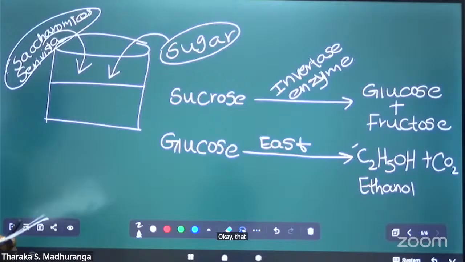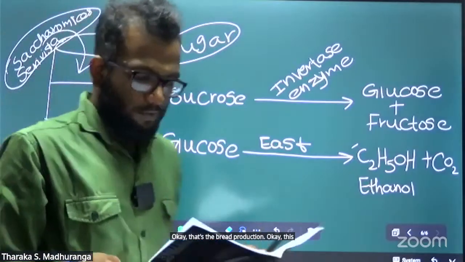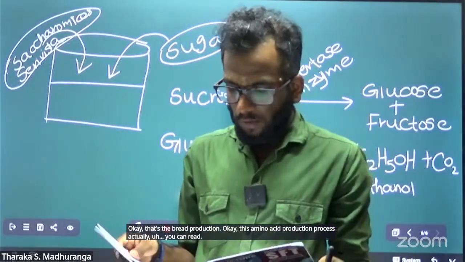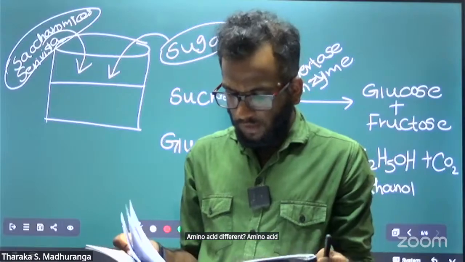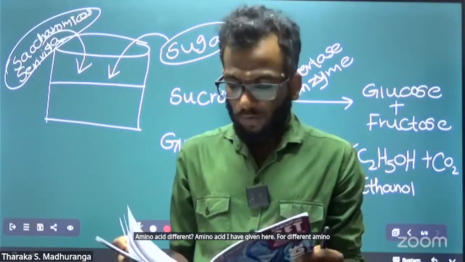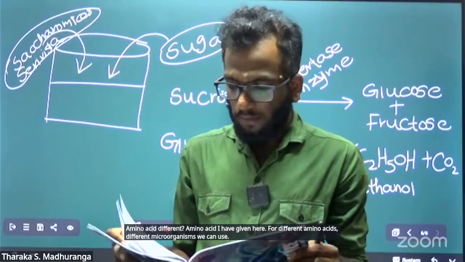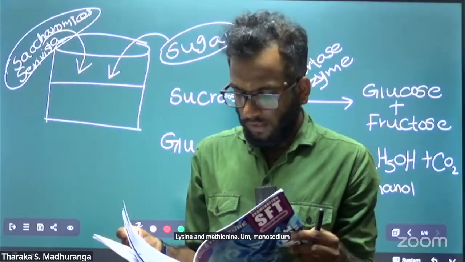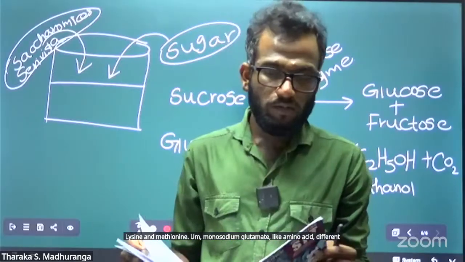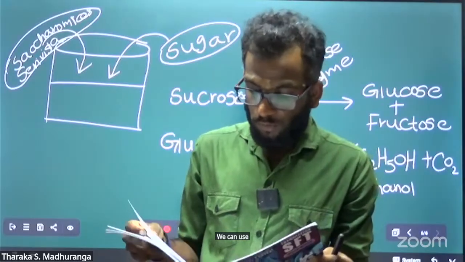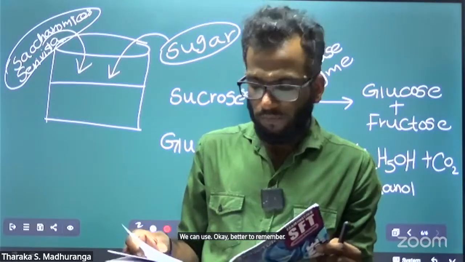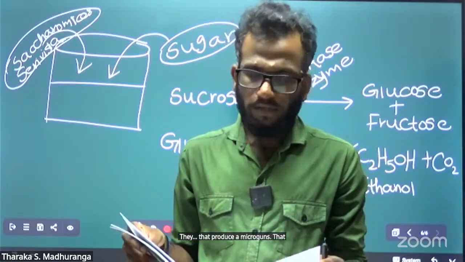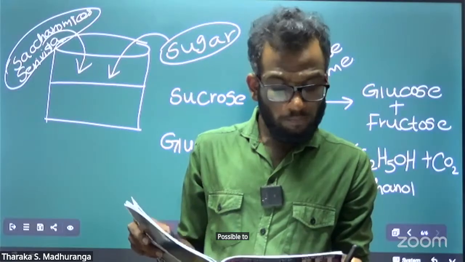Okay, that's the bread production. This amino acid production process you can read. I have given different amino acids here. For different amino acids, we can use different microorganisms, like lysine, methionine and monosodium glutamate. Better to make a short note of each amino acid and its producing microorganism. That's all you need to remember. It is possible for an MCQ question to come.